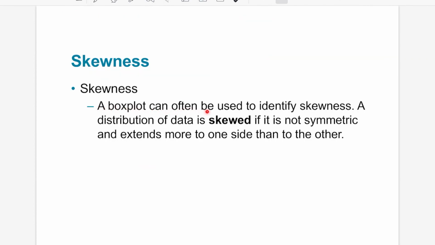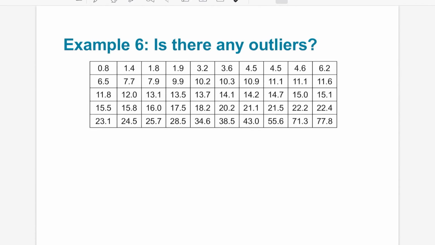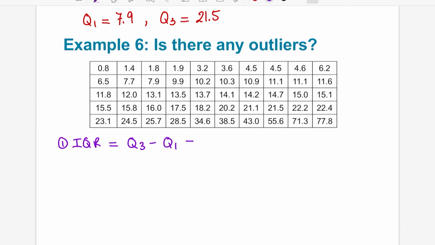A box plot can often be used to identify the skewness. A distribution of data is skewed if it's not symmetric and extends more on one side than the other. To identify the outliers, I need Q1 and Q3. My Q1 is 7.9 and my Q3 is 21.5. The first step I am going to do is find the IQR, interquartile range. IQR is Q3 minus Q1, which is 13.6.